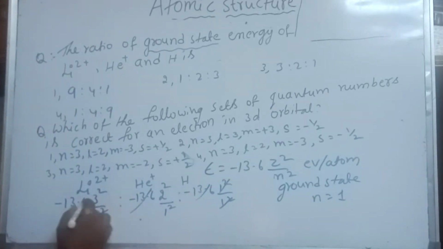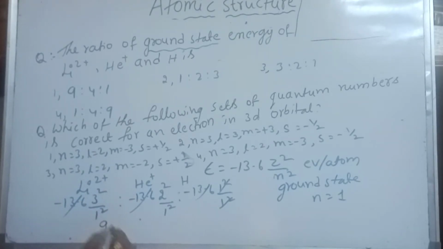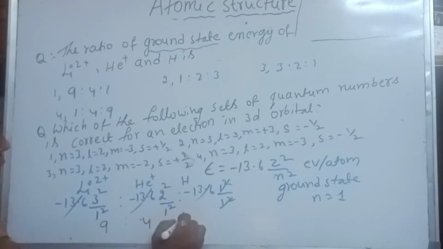The 13.6 cancels in all, and 1 square is common. So 3 square means 9, 2 square means 4, and 1 is 1. What is the ratio here? 9 is to 4 is to 1.